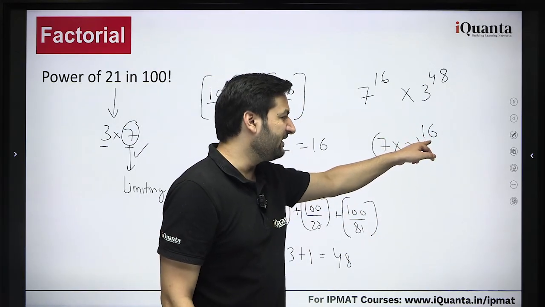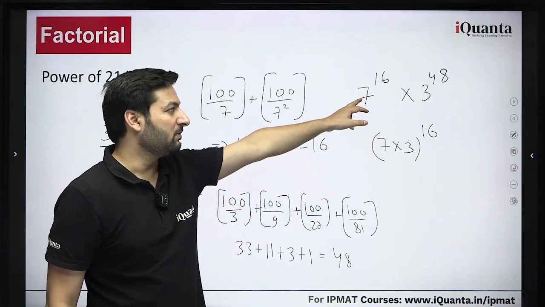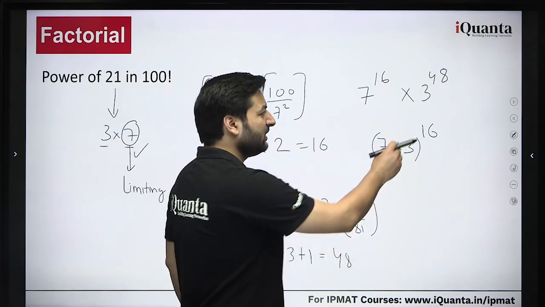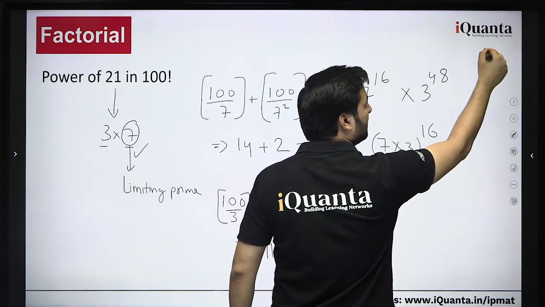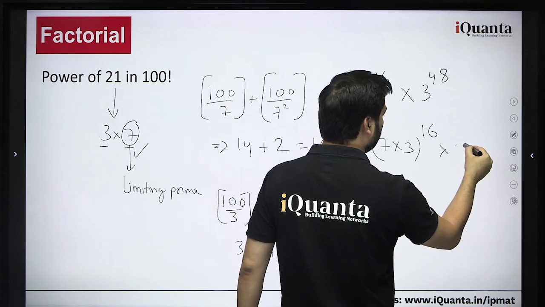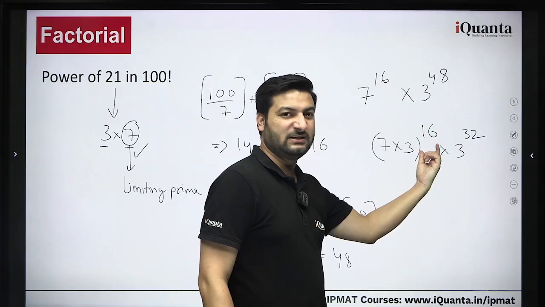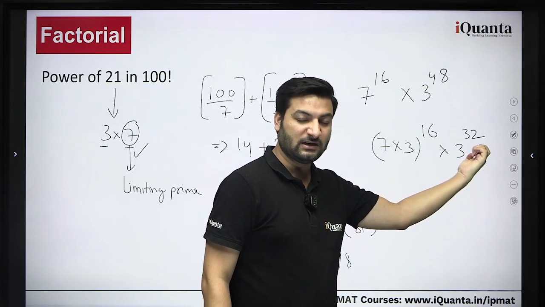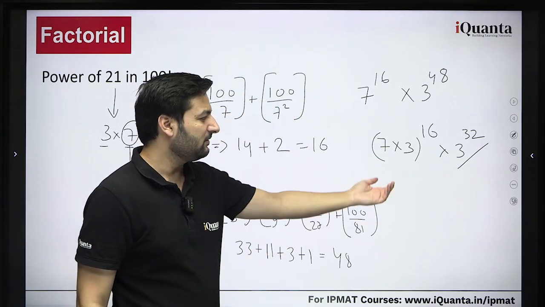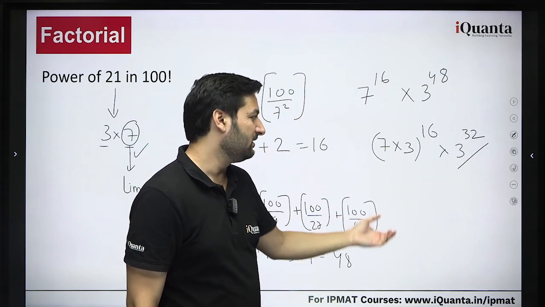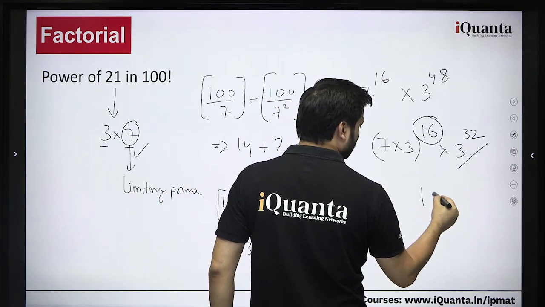The moment you give 17 over here, it becomes 7 to the power 17, but we don't have 7 to the power 17. The maximum power of 7 available is 16, right? So 3 to the power 16 is utilized over here. What about the other powers, because total power of 3 is 48. So 3 to the power 16 is used over here, 3 to the power 32 will still be remaining. What is the use of this? It is of no use in making 21 because we already have the required number of 3s. So what's the power of 21 in 100 factorial? It is 16. 16 is my answer.